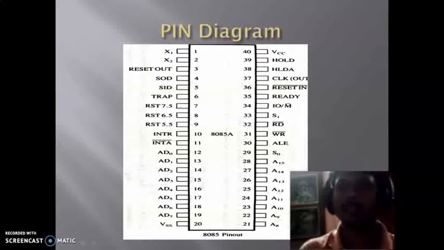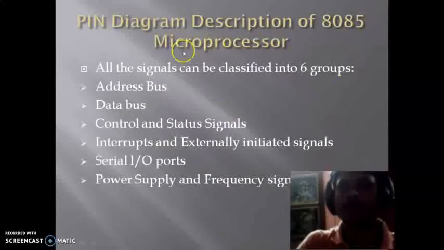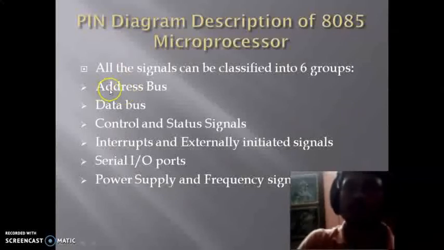All these pins can be classified into some categories, and these signals can be divided into 6 groups. One is the address bus, second is the data bus, third is the control and status signals, and then interrupts and externally initiated signals, serial input output ports, and power supply and frequency signals.